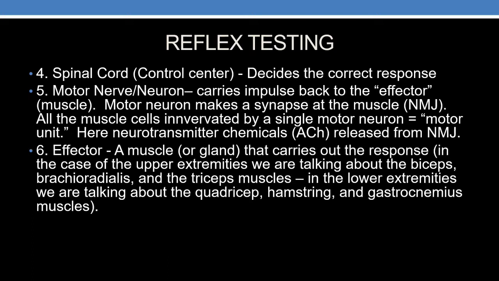So it's the effector, which in this case is the bicep muscle, that then carries out the response. So what is the response of this whole deep tendon reflex arc? Well, it's a muscle contraction. We know it as the knee jerk or the biceps tendon jerk or the reflex jump. It's the contraction of the muscle. That tells us that indeed this circuit, this loop, this arc is functioning.